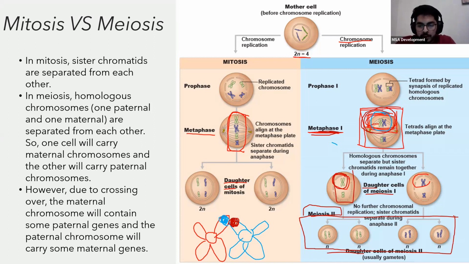Why are they completely different from each other? That's because of the crossing over process. And having different daughter cells is going to cause more variation in the children.